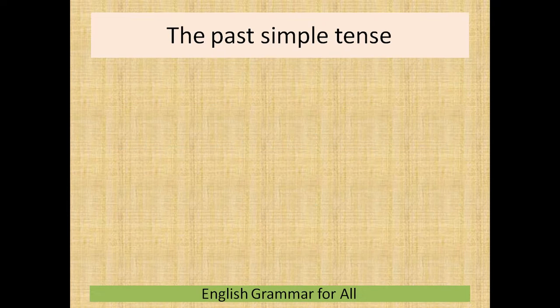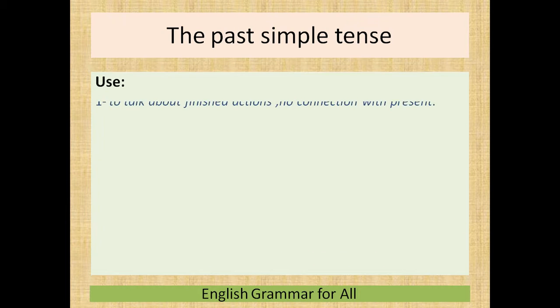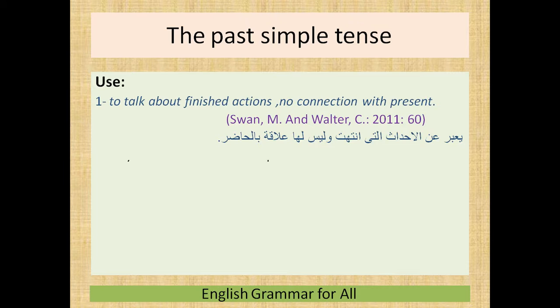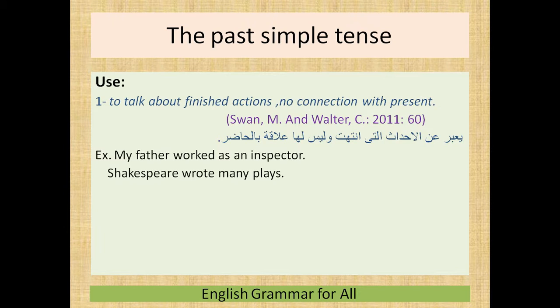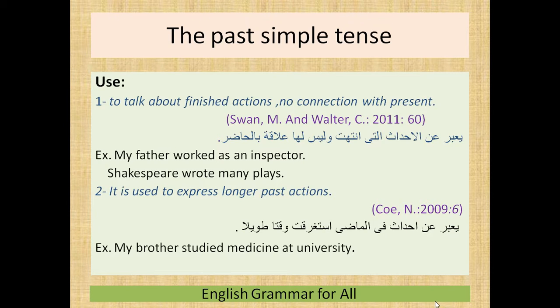Now we come to the use of the past simple tense. We use the past simple tense to talk about finished actions which have no connection with the present. For example, my father worked as an inspector. Shakespeare wrote many plays. The past simple is also used to express longer past actions. Take the sentence, for example: my brother studied medicine at university.